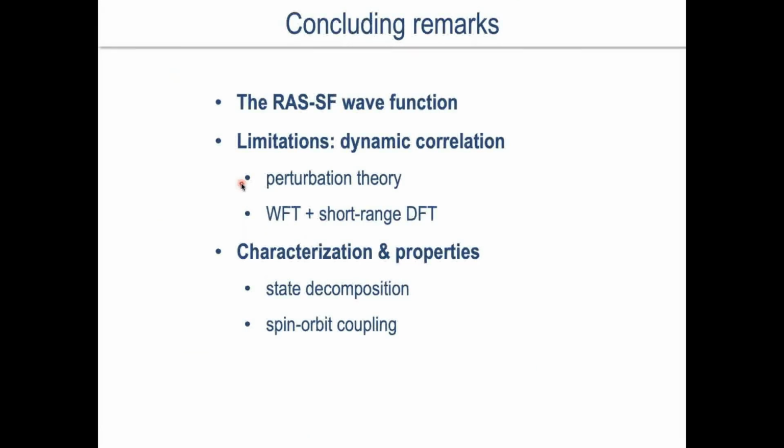Okay, and with that, I want to finish. So the conclusions basically are, once again, the outline of the talk, and I hope I helped you to better understand the RAS spin flip, and RASCI methods in general, and why we have a problem with dynamic correlation and some possible solutions to it. And I hope I have also convinced you that in Q-Chem we have very powerful tools to characterize the states computed with this methodology.